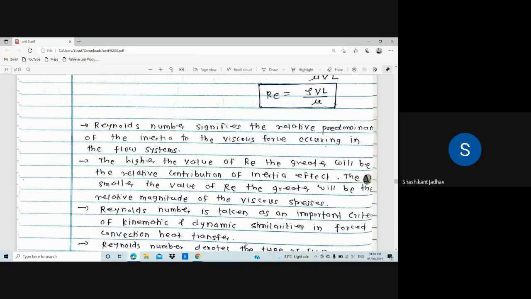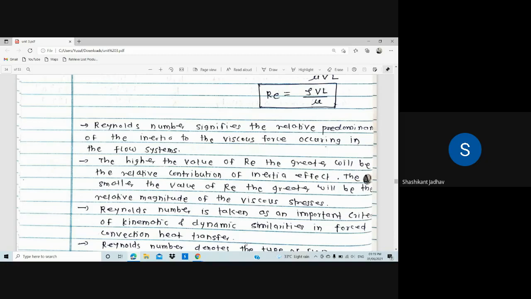Okay, so the higher value of the Reynolds number, the greater will be the relative contribution of the inertia effect. ओके, रेनॉल्ड्स नंबर जर जास्त असेल म्हणजे काय असणार आहे? रेनॉल्ड्स नंबर म्हणजे इनर्शिया फोर्स टू दी विस्कस फोर्स आहे. म्हणजे इनर्शिया फोर्स जास्त असणार ऍज कम्पेअर टू दी विस्कस फोर्स. Okay, so in that way there is a physical significance of the Reynolds number. Okay, so Reynolds number is taken as an important criteria of kinematics and dynamics, similarly in forced convection heat transfer.